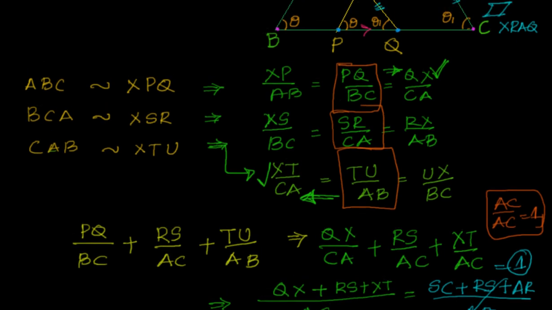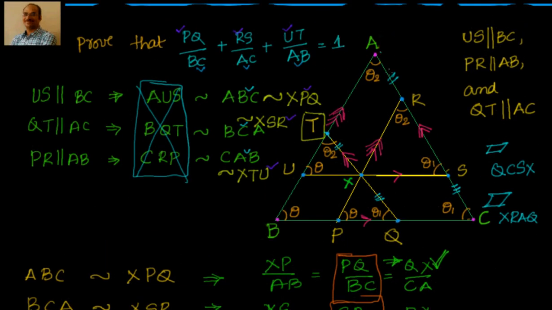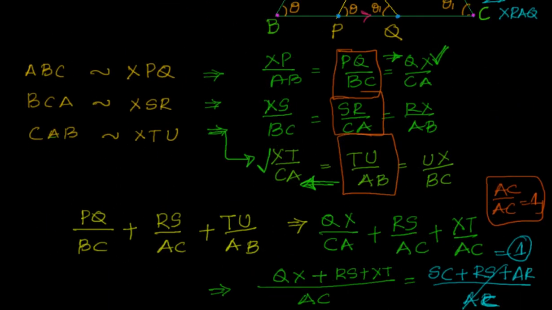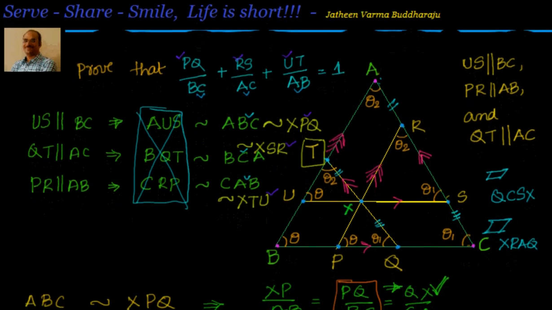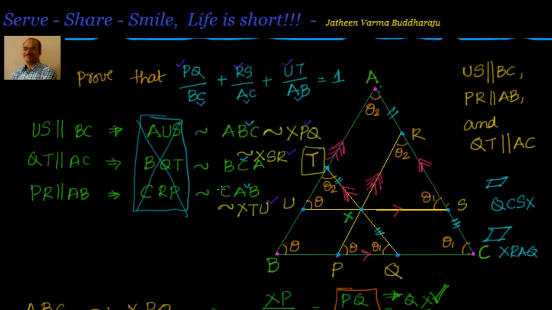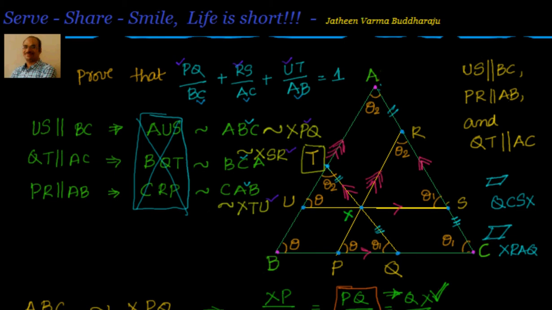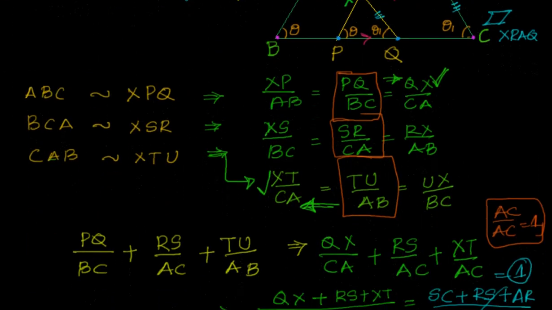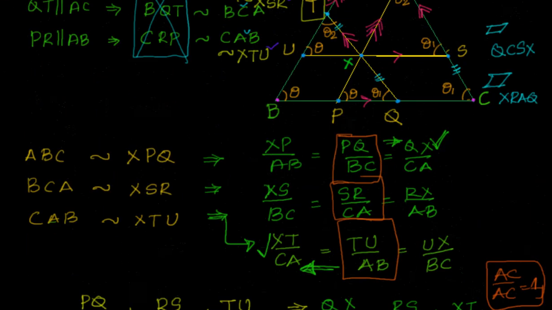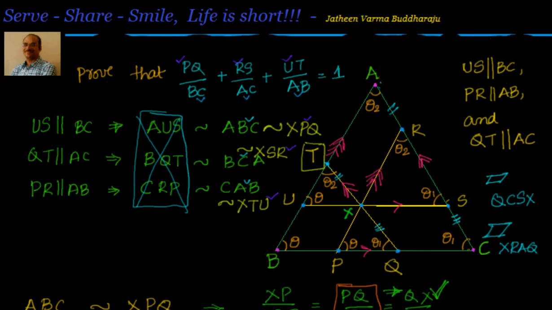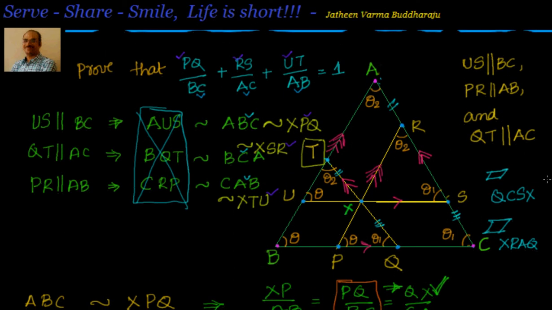How have we done that? AR plus RS plus SC. You can see AR plus RS plus SC equal to AC. So AC by AC is equal to 1. That's how we can solve this very interesting problem. You have to put in a little bit of effort to understand how to resolve this problem. So let's go ahead and summarize this before we wrap it up.